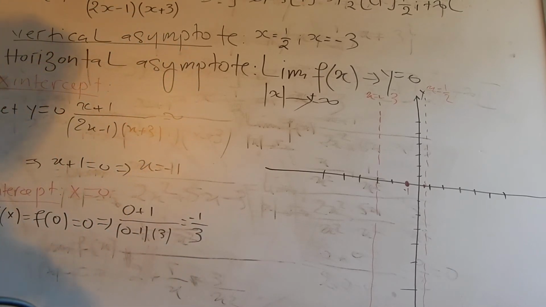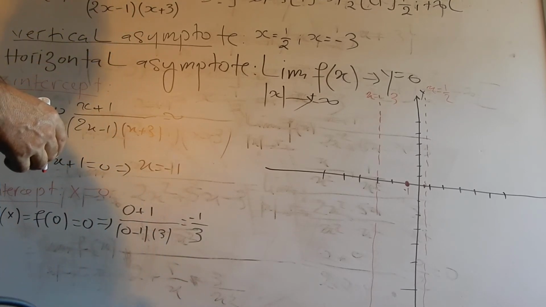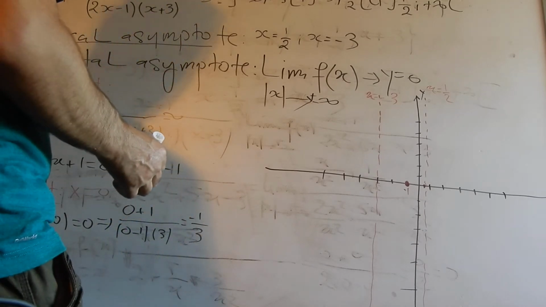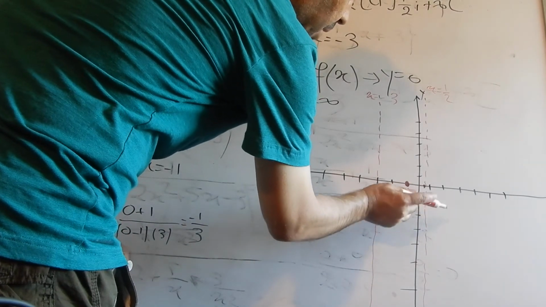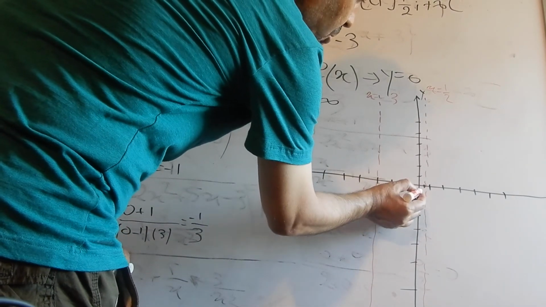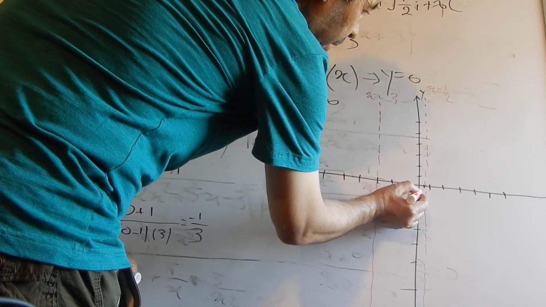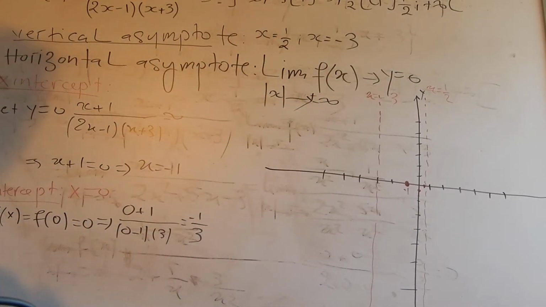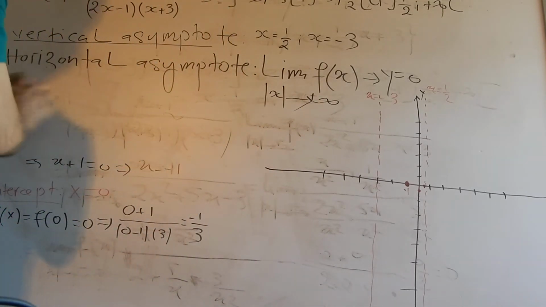So minus 1 over 3 means the graph crosses the y-axis at the point 0, minus 1 over 3. Minus 1 over 3, I can divide this into 3 units. So the first one should be right here, and it crosses the line. So now we can start to get a clue how the graph looks.